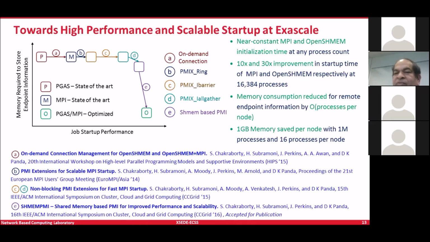And at the same time, the memory consumption has been reduced by an order of processes per node. For example, if you try to scale to 1 million processes with 16 processes per node, the latest design can actually save 1 gigabyte of memory per node.